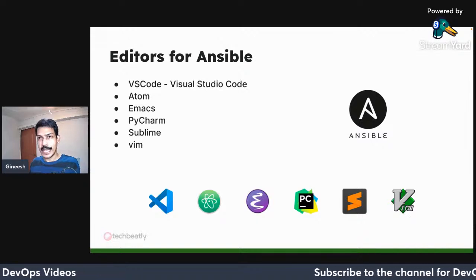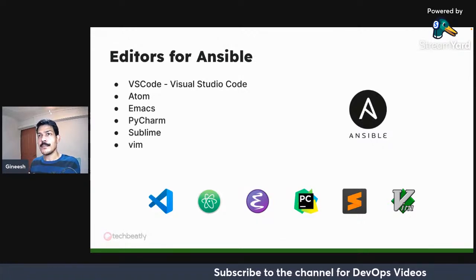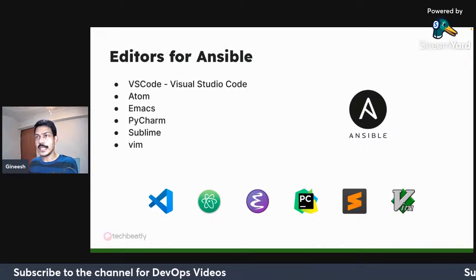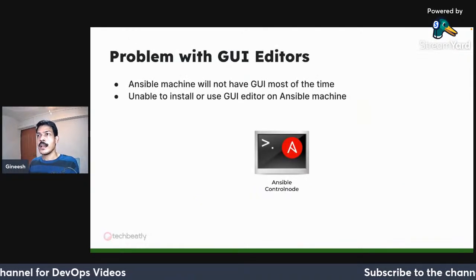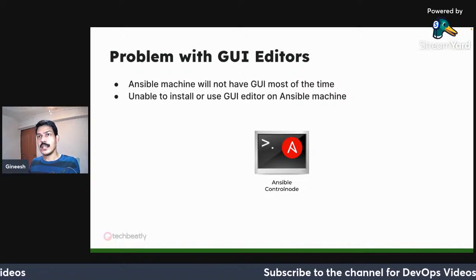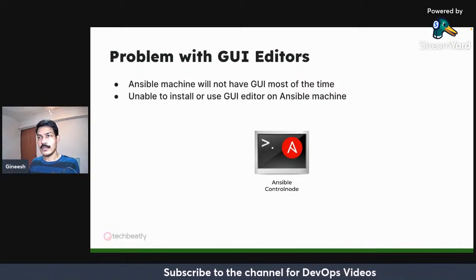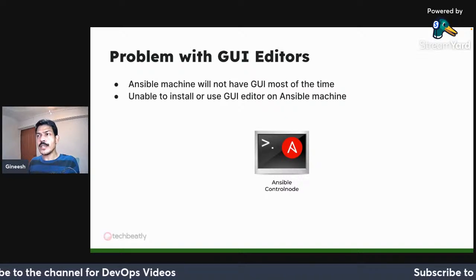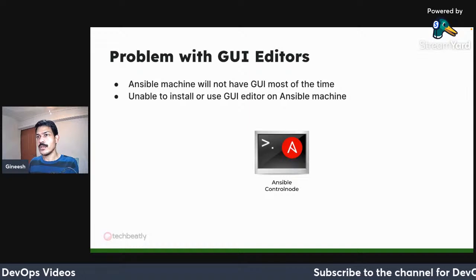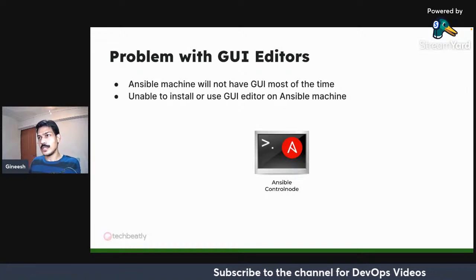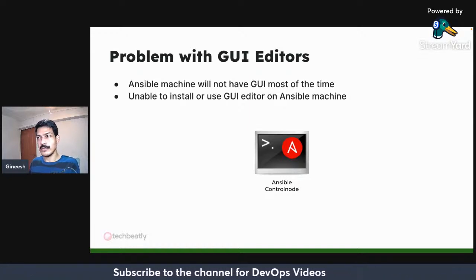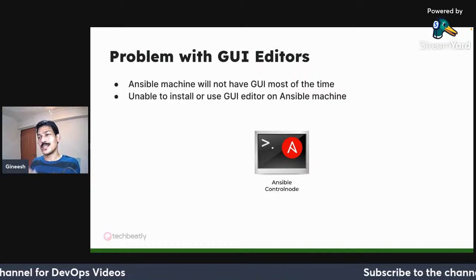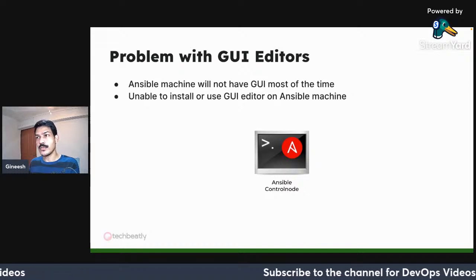these GUI editors. So what we do, we will see how we can use this editor, or specifically the VS Code for remote editing. So we will see how. What is the problem with the GUI editor? So first thing, the Ansible machine or the Ansible engine, whatever you are running the Ansible playbook, will not have the GUI most of the time. You know, the server will be installed without GUI, and of course you cannot install or use the VS Code.